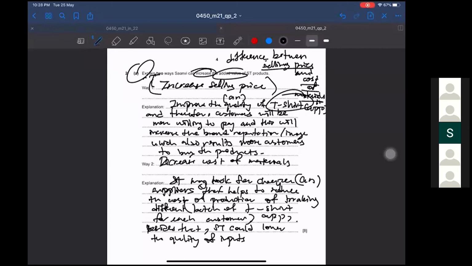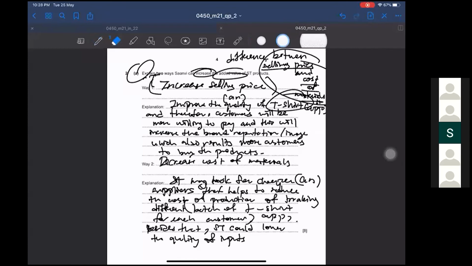For way one, you can improve the quality, but in analysis you cannot write increase price, because price is the main one. Price is the main factor for increasing the added value based on the calculation here. So you cannot write increase the quality and then analysis write increase price. Actually, you should start with increase price, and only how to increase price, you may use better quality product or better quality services.